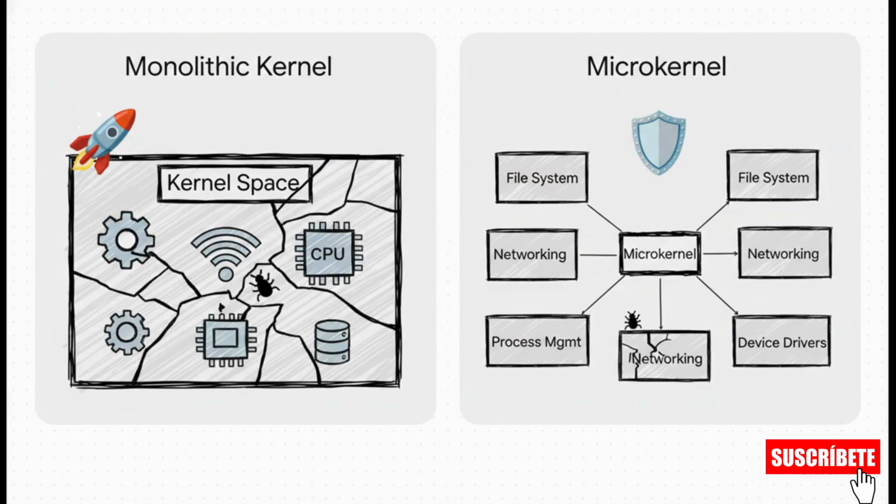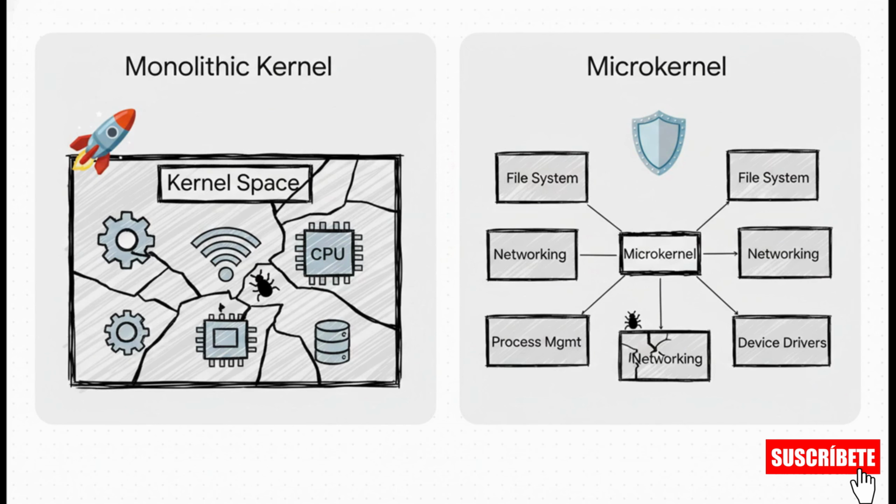This leads us to one of the biggest philosophical debates in OS design, the monolithic kernel versus the microkernel. A monolithic kernel, which is what Linux is, is like a high-performance race car. All the core OS services, scheduling, file system, networking, are bundled together into one big kernel. This makes communication between them super fast. The downside? If one component has a bug, the whole kernel can crash. The whole car goes off the road.